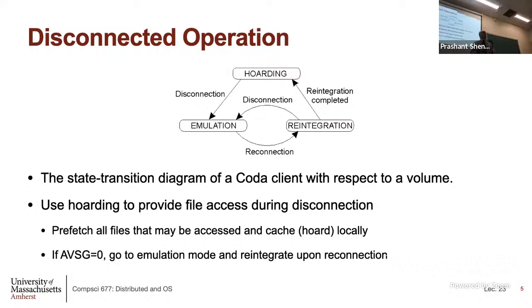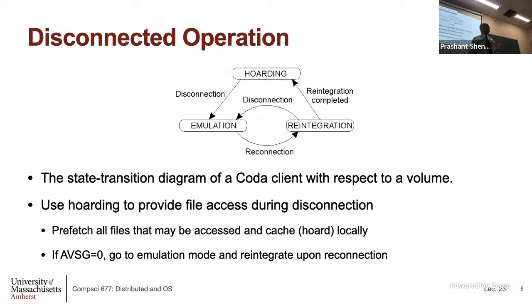But the idea is, if you know the typical files a user accesses commonly, maybe it's their home directory, or maybe some commonly accessed files from the home directory, you hoard those files. So you have to make sure that you're getting the right set. You could be in hoarding state when you're connected to the network. You are just doing hoarding, which is downloading files.